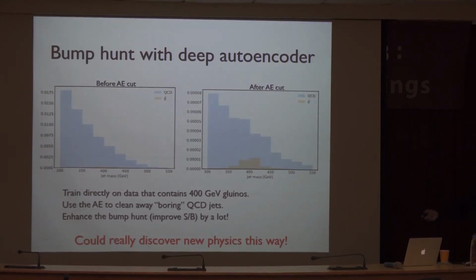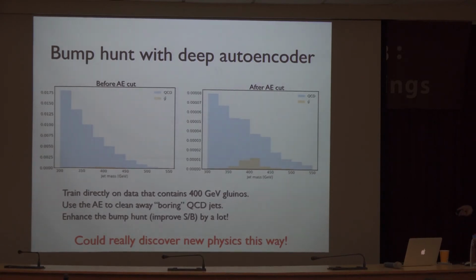If we now cut on the autoencoder to remove, I forget what we removed here, something like a factor of 1,000, a rejection factor, so keep just 0.1% of the background, then you see that it throws away most of the background, but it keeps a good chunk of the signal, and the bump relative to the background is greatly enhanced. And there's no real artificial peak in the QCD jet mass distribution.